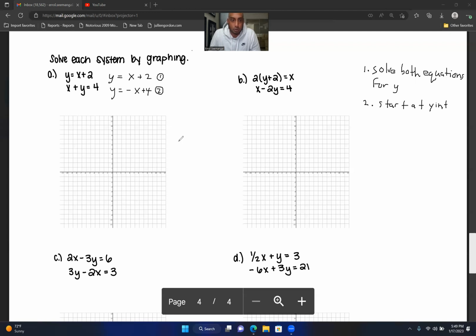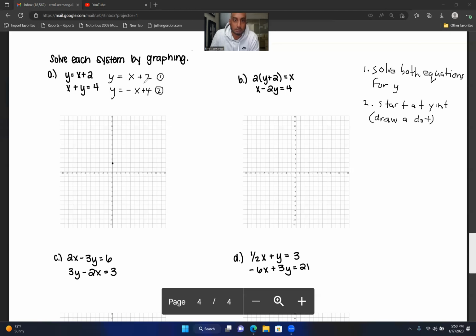Okay. So where's our first dot? Positive 2 on the y. Right here, right? Okay. So that's step two. Start at y-intercept. Or draw a dot. Draw a dot at the y-intercept. Okay, draw a dot at that point. All right. So let's draw graph one first.